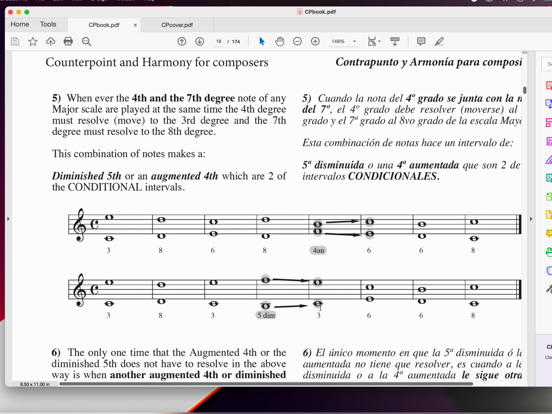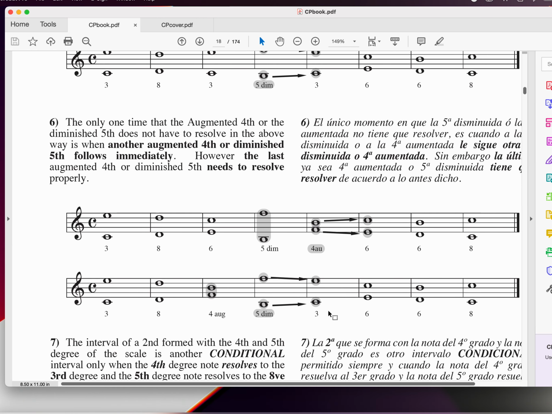The B goes to the C and the F goes to the E. Exactly the same thing. But now remember that you can use other things. For example, if you have a B and an F, a B normally goes to the C and the F to the E.